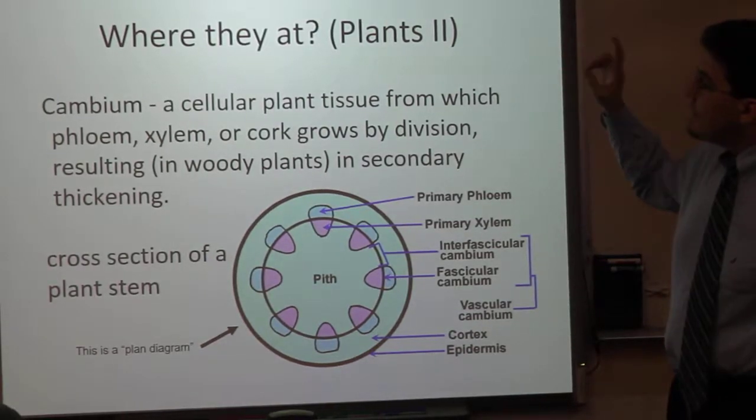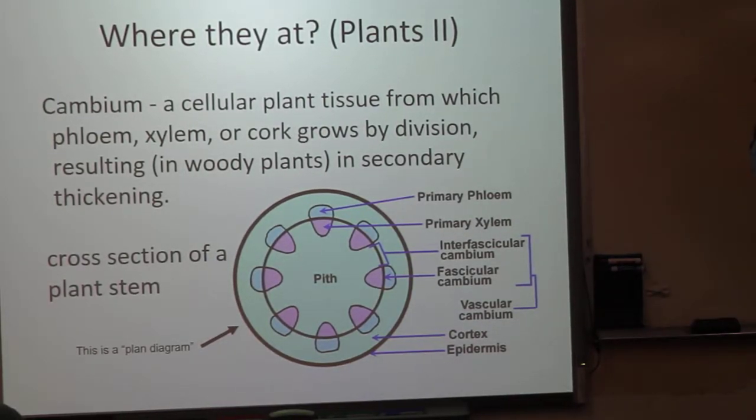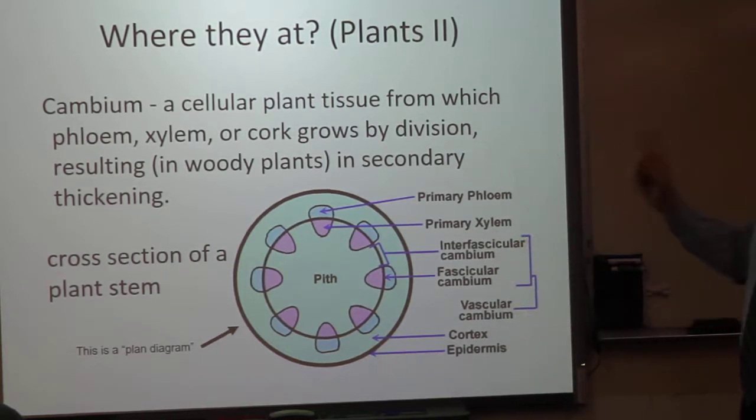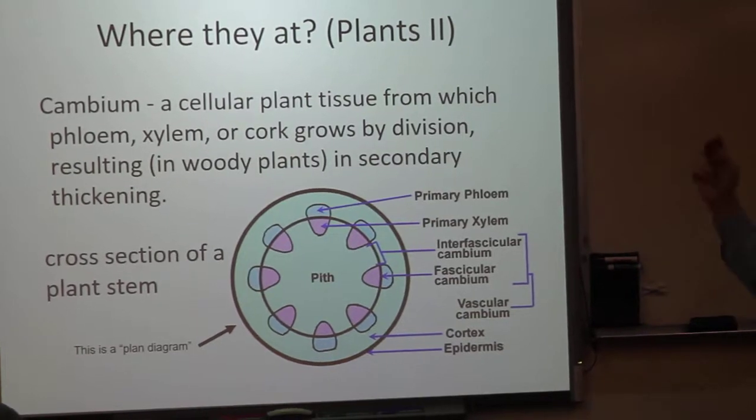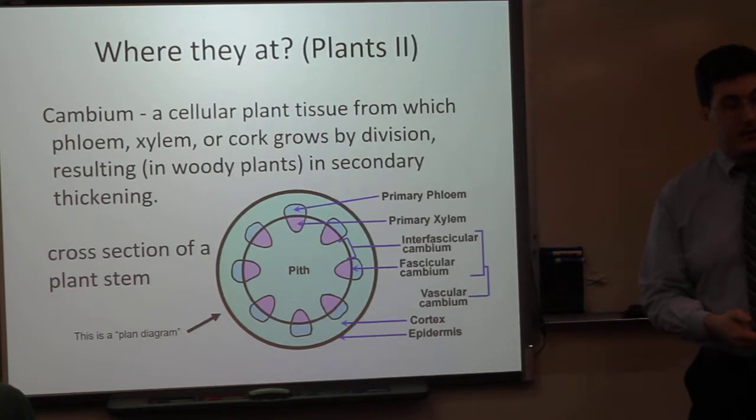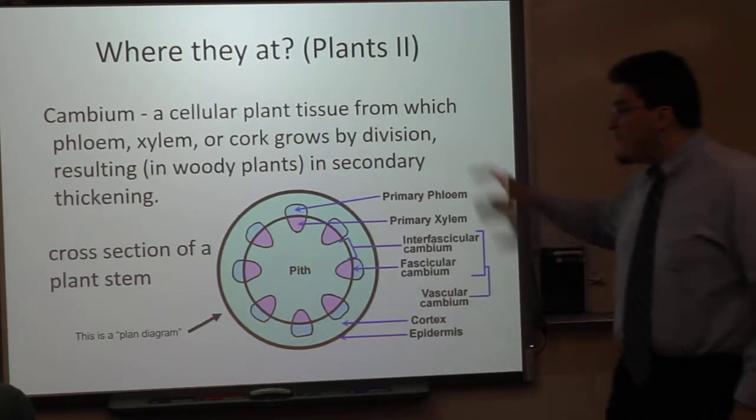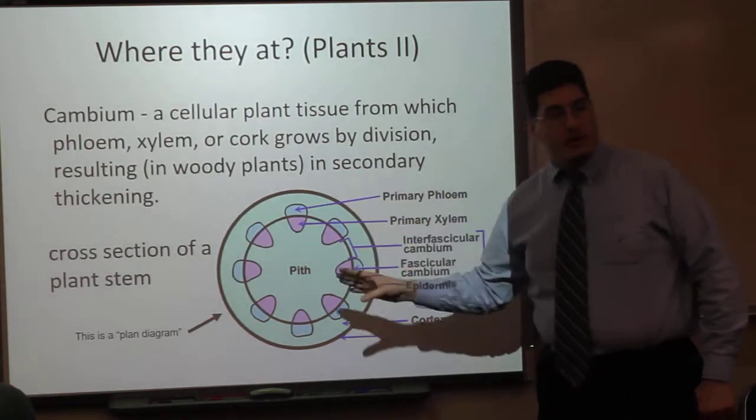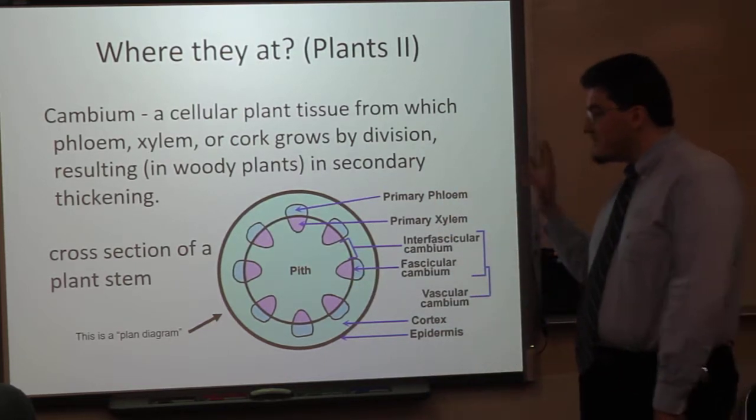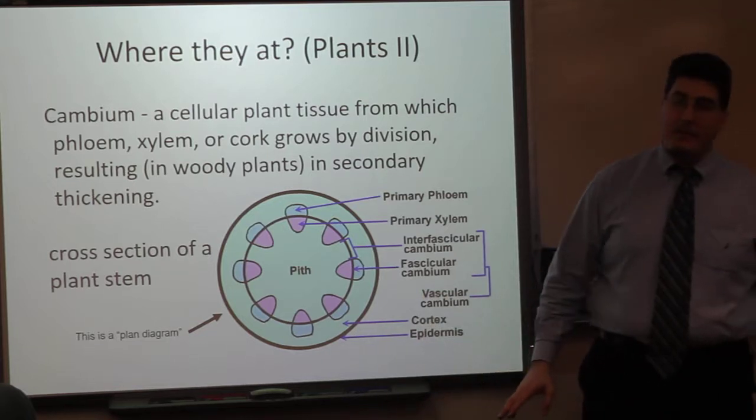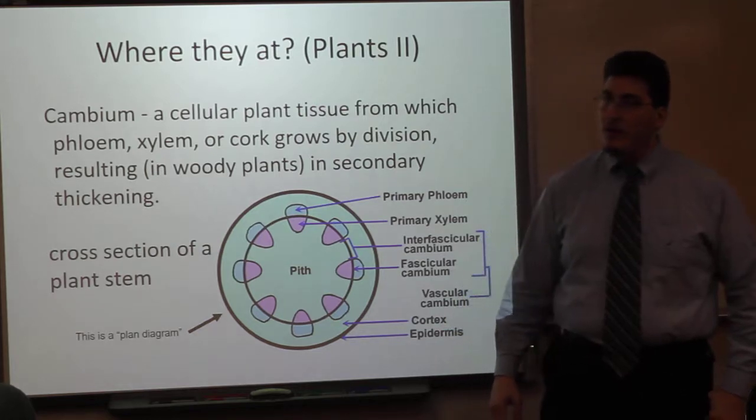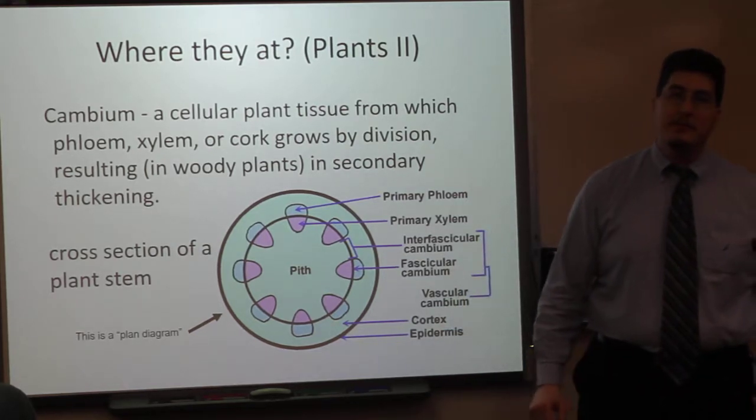So, cambium is, as I promised, the other type of meristem. It is a cellular plant tissue from which phloem, xylem, or cork is going to grow by division. This will result in woody plants in secondary thickening. So this is a plan diagram, which we'll be discussing in much more detail in Unit 4, but it's not a Cambridge-approved plan diagram because, well, it's shaded. And of course, as we know, there's no shading in plan diagrams.